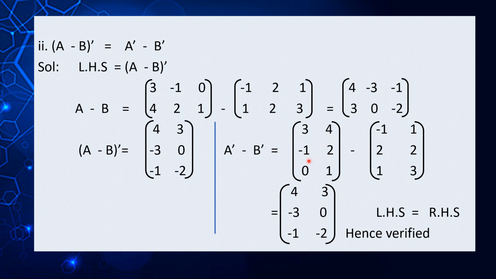4 minus 1 would be 3. Minus 3 minus 2 would be minus 2... 2 minus 2 would be 0. 0 minus 1 would be minus 1. 1 minus 2 would be 1 minus 3 would be minus 2. So this is the given, this is the answer we got after subtracting B transpose from A transpose. When we consider LHS and RHS, they are equal. Hence, it is verified that A minus B the whole transpose is equal to A transpose minus B transpose.